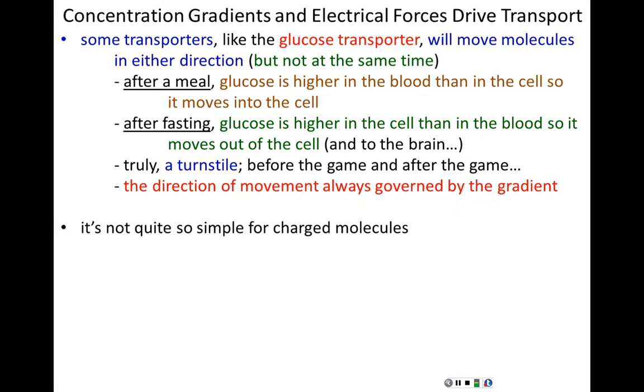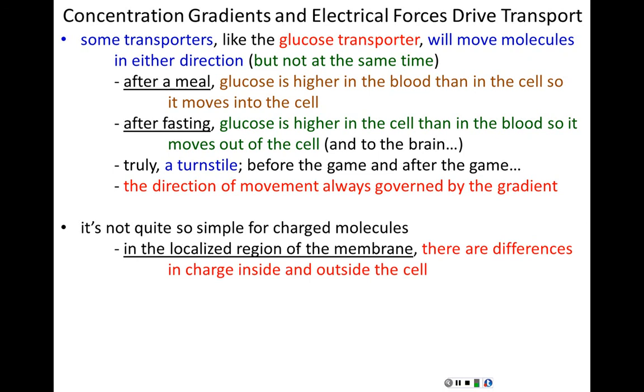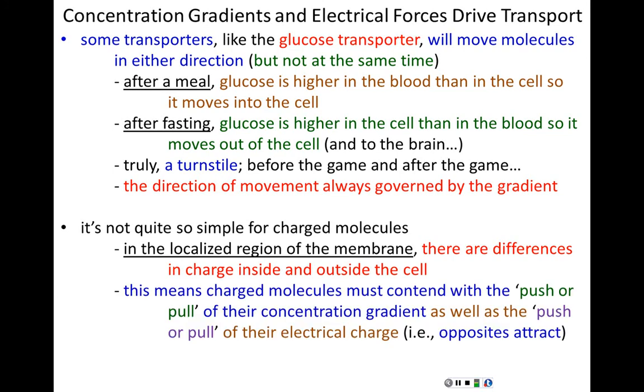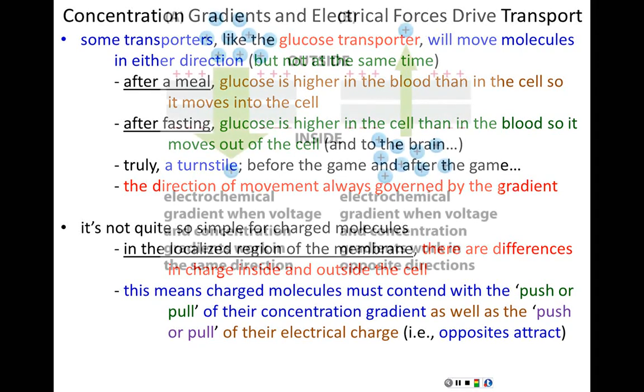Nice little story for glucose, but it's not so simple for charged molecules. In the localized region of the cell membrane, there are differences in charge between the inside and the outside of the cell, in addition to differences in gradient. This means that charged molecules have another chemical property that they need to contend with. And this is the push and the pull of their electrical charge, combined with the push or pull of their concentration gradient. Remember, with electrical charges, opposites attract.